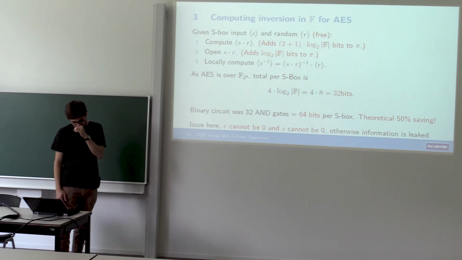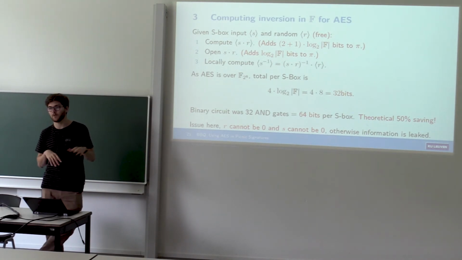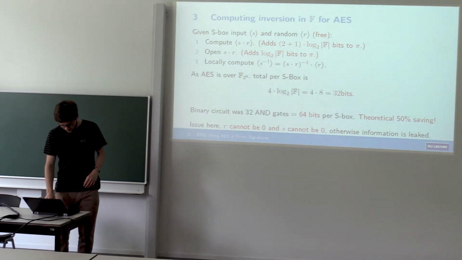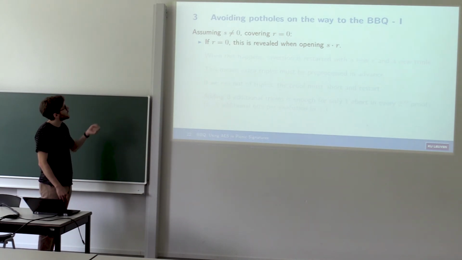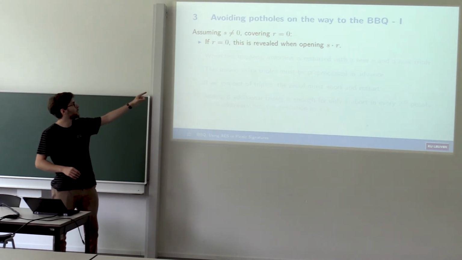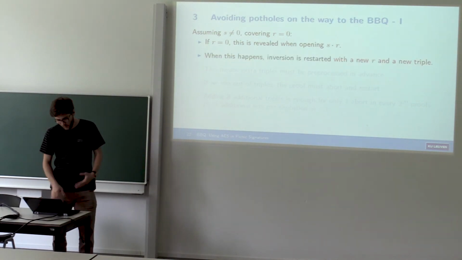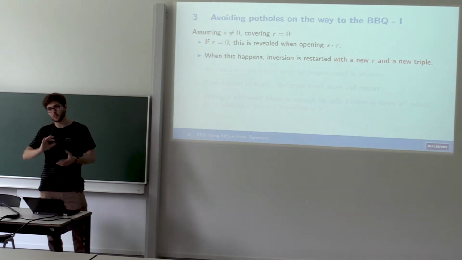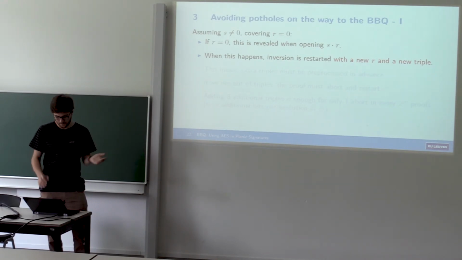Now we have a couple of issues here. If R is 0 or S is 0, we have a problem because we rely on these inversion mechanics. So we have to avoid a few potholes on our way to our barbecue. So let's first do the R equals 0 one. If we assume S is non-zero, when we open the product, it will be equal to 0, so it's safe to assume that R was 0. So the protocol says that if this happens, you need to restart with a new random value, and it's very important that you restart with a new multiplication triple, because otherwise you can go back and reveal S.